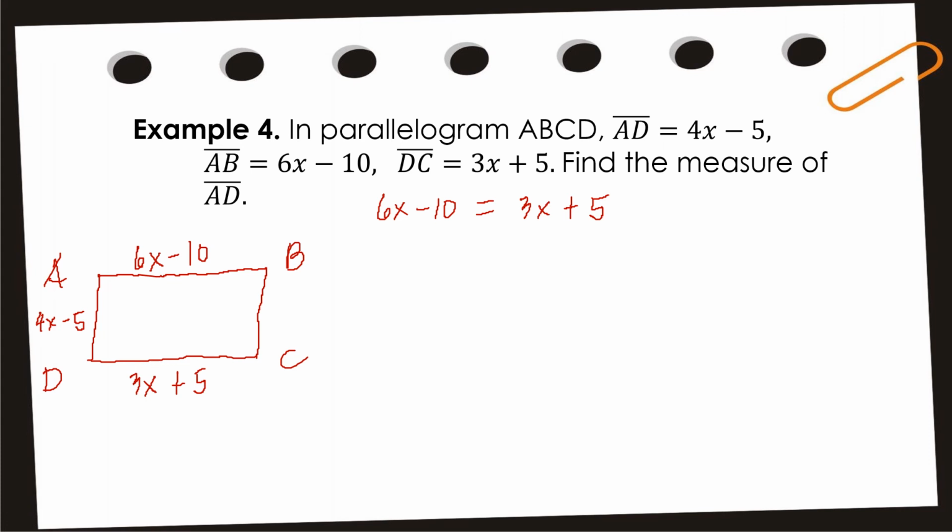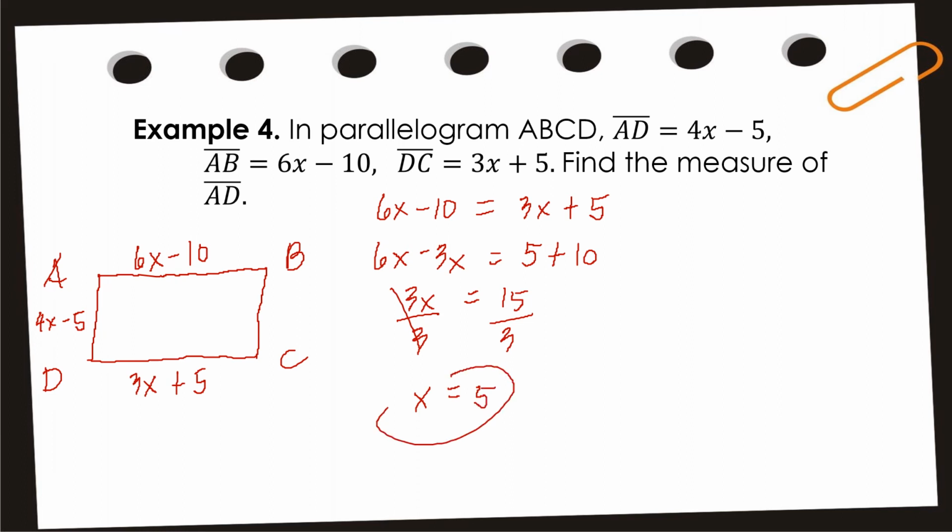Combining like terms, we have 6x minus 3x, and on the other side of the equation, 5 plus 10. 6x minus 3x is 3x. 5 plus 10, we have 15. Divide both sides by 3. Therefore, x is equal to 5. In the given problem, we are asked to find the measure of side AD.